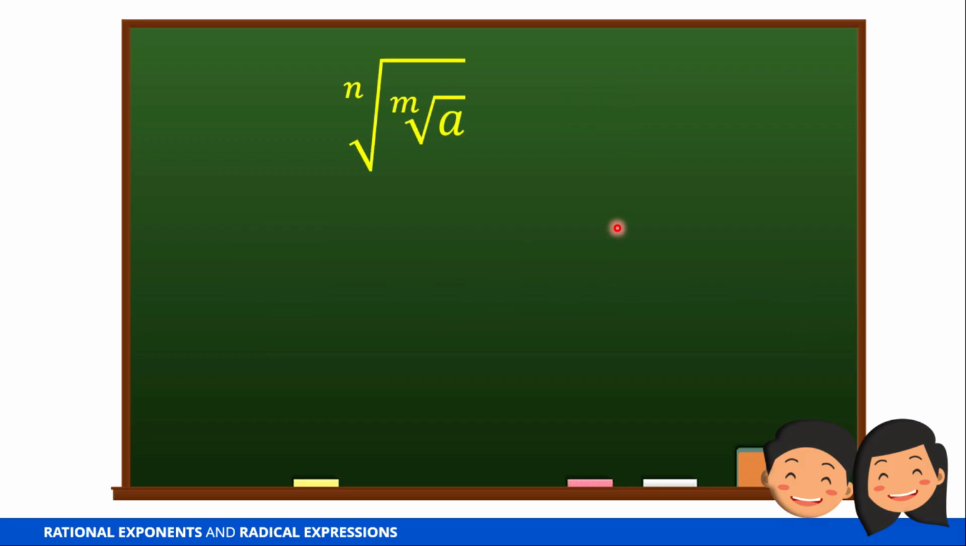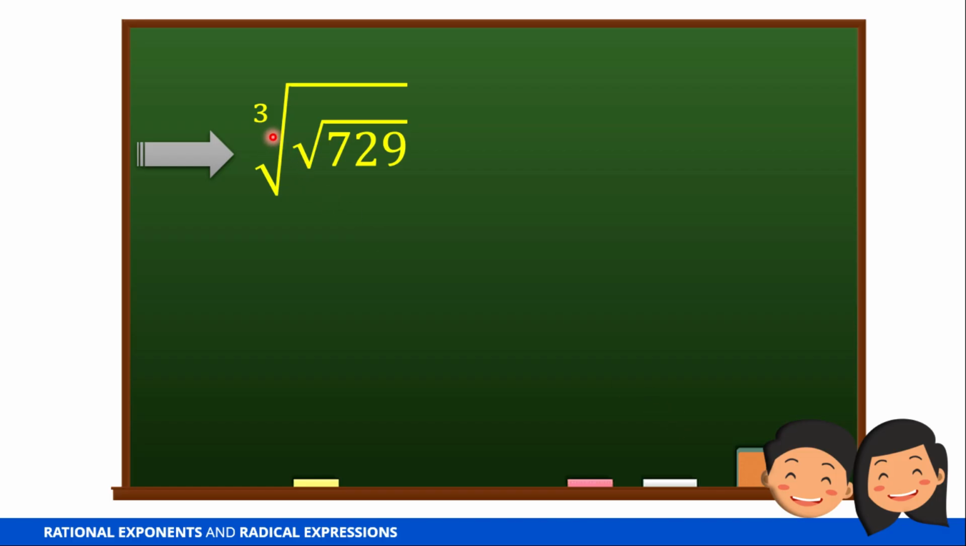Next rule. We have here the nth root of the mth root of a. So, dito, kinukuha natin yung nth root ng mth root of a. So, this is equal to this one. Okay? Imumultiply natin yung ating indices na m at saka n. Okay? So, m times n root of a. Ito na yung magiging equivalent niya. So, para mas malinaw, let's have an example.